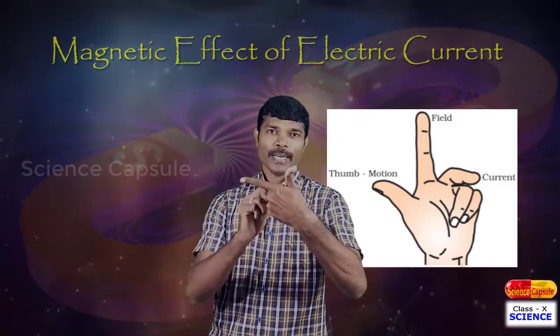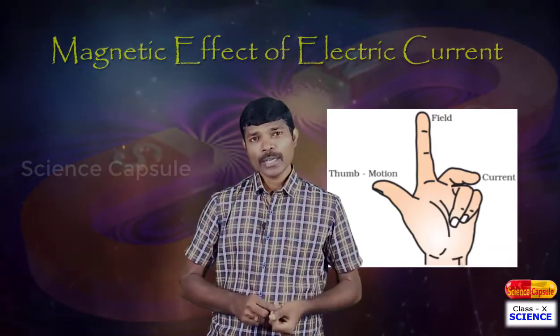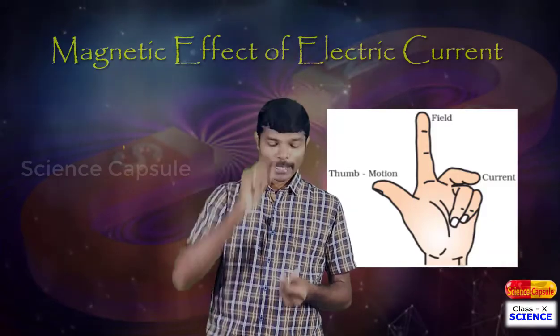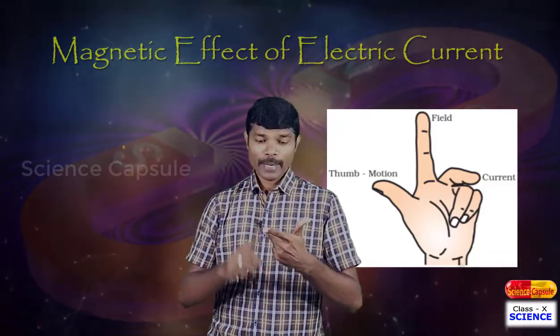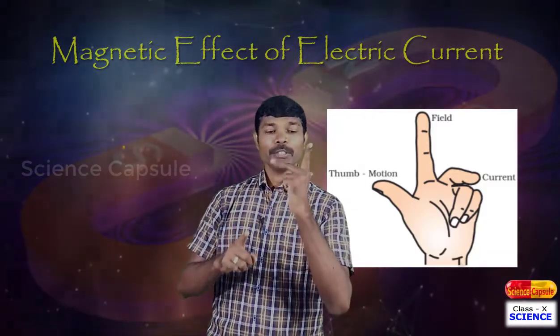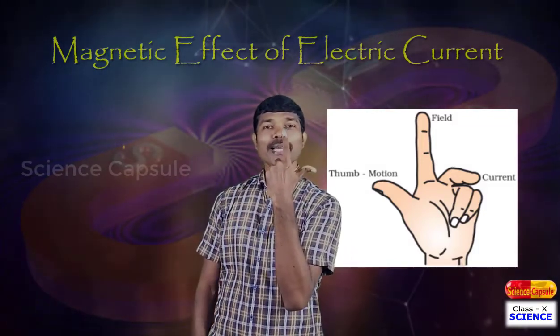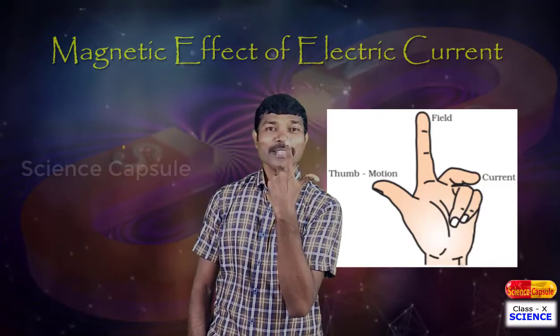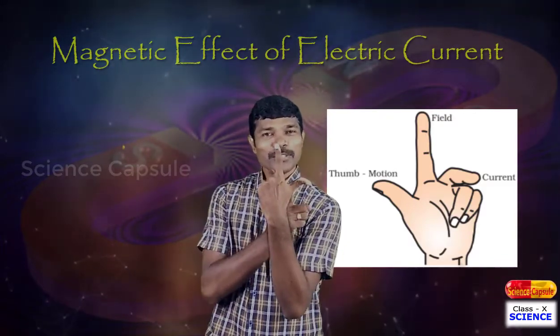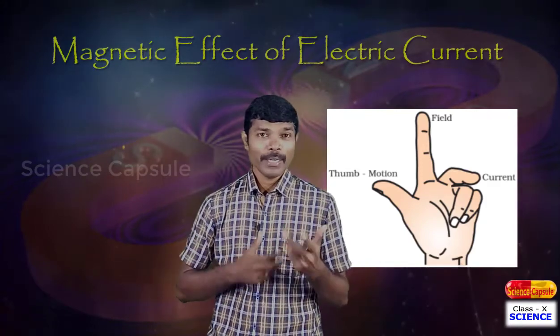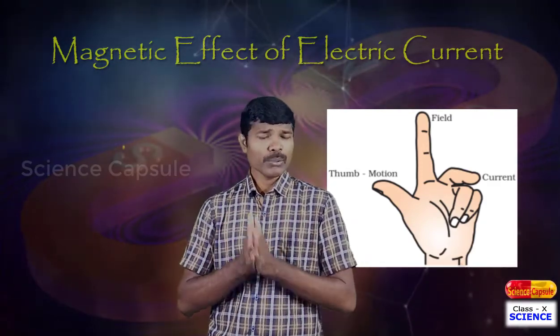So the central finger is aligned towards me. And what else I told? The magnetic field is in the upward direction. So what is the magnetic field? This is the magnetic field, right? So what will be the direction of motion? The direction of motion will be towards this direction. Got it, children? So this way you can find various other possibilities. You try in all directions.